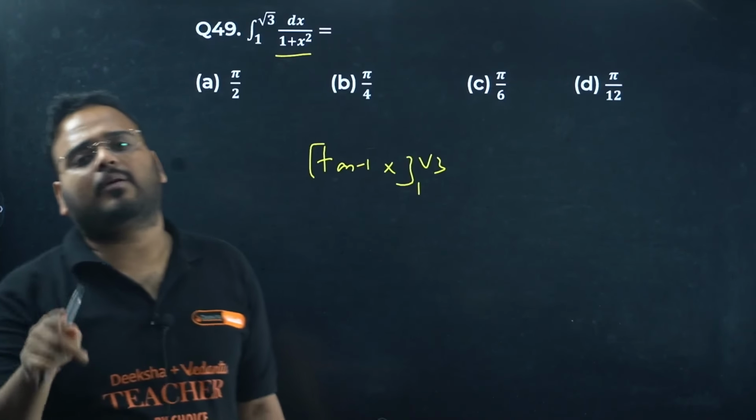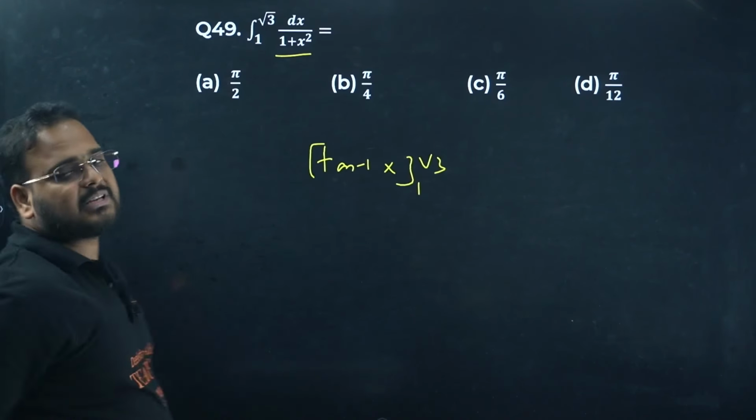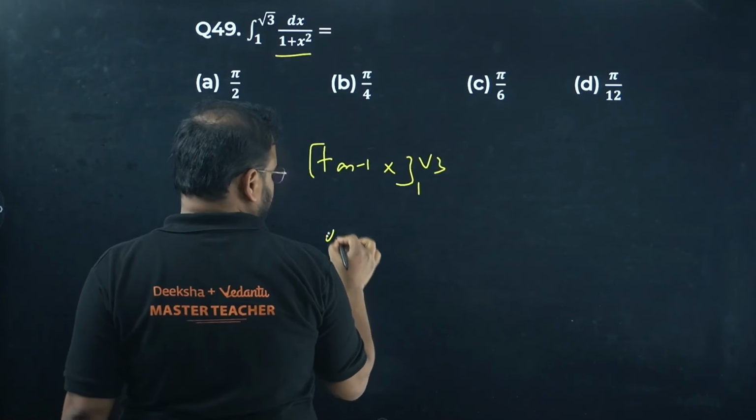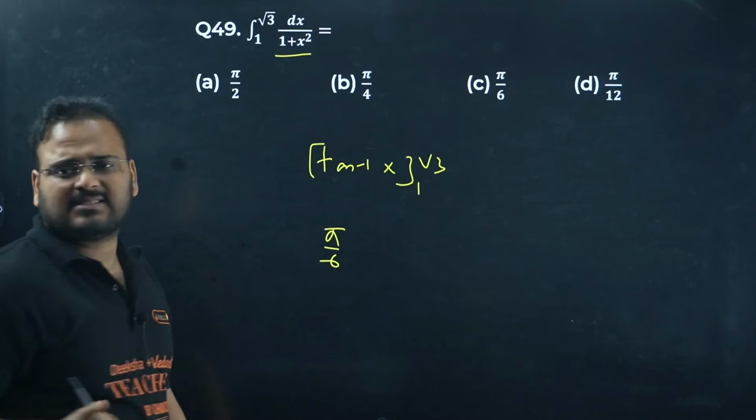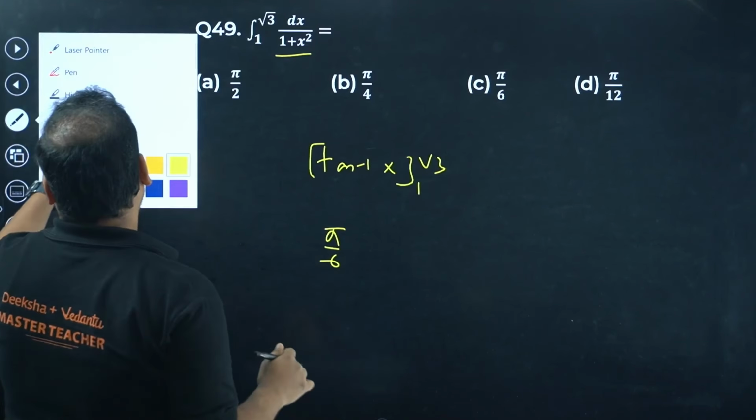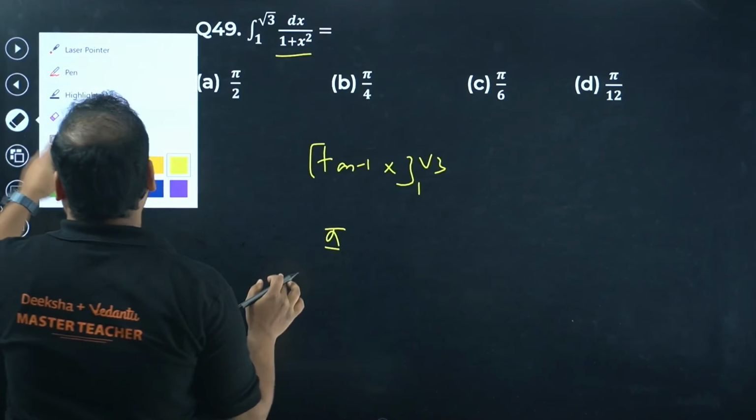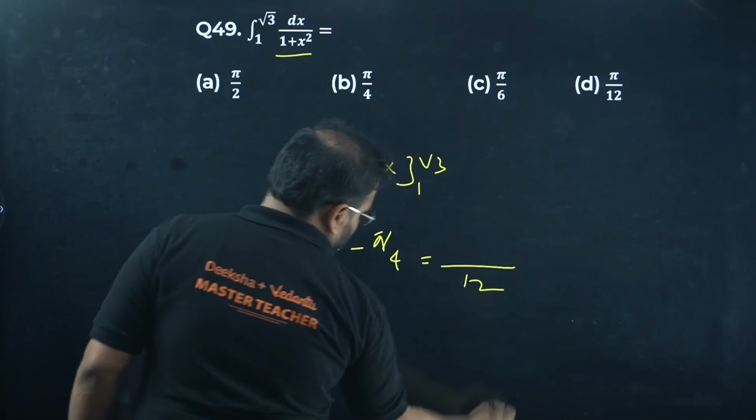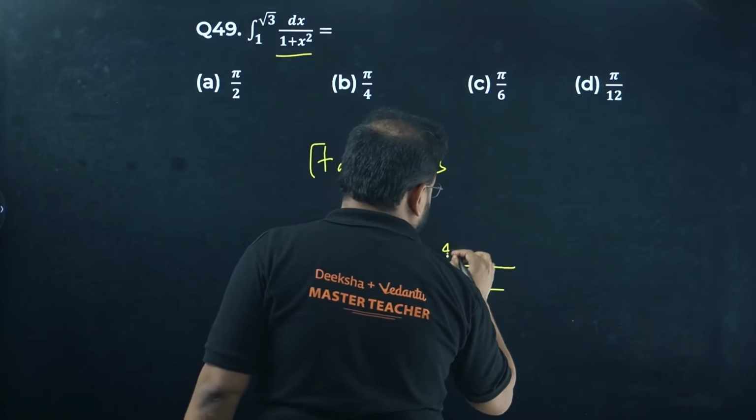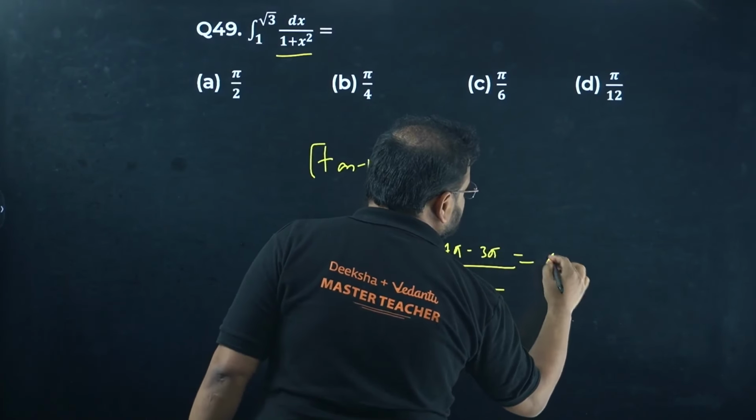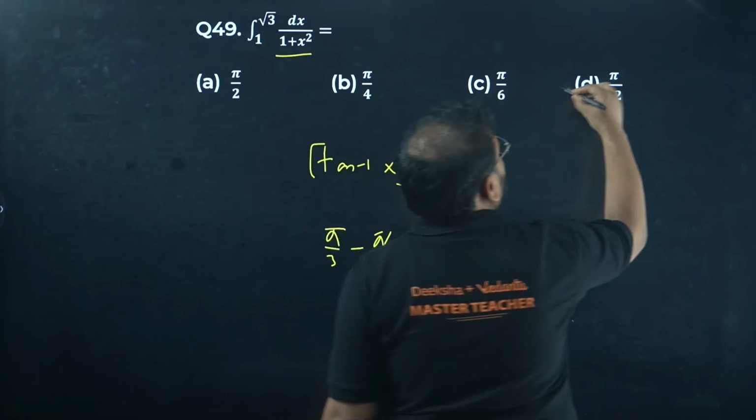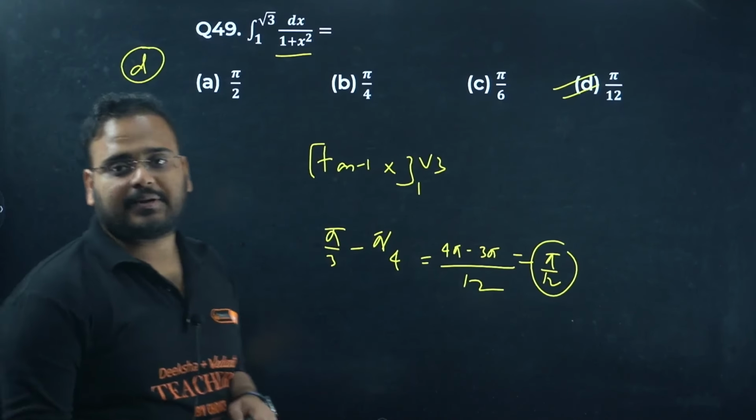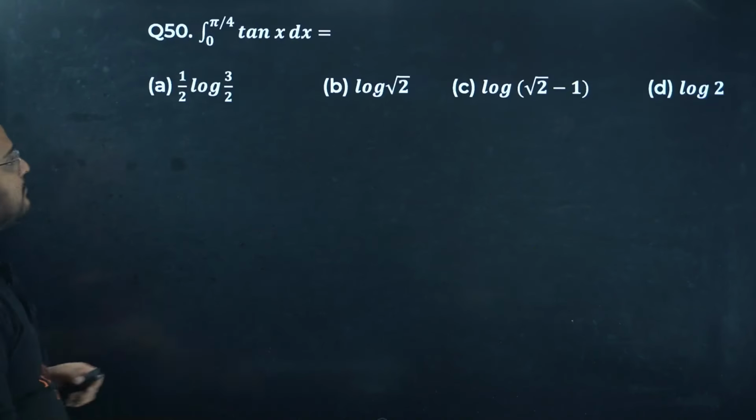Tan inverse of x derivative is 1 upon 1 plus x square. So if you integrate 1 upon 1 plus x square, it will be tan inverse of x. The answer is coming as tan inverse of root 3, which will be pi by 3, sorry, my bad. And for this it will be pi by 4. LCM 12, 4 pi minus 3 pi. The answer is coming as pi by 12, D. 49 is D. Please check. 49 is D. Done? Next.